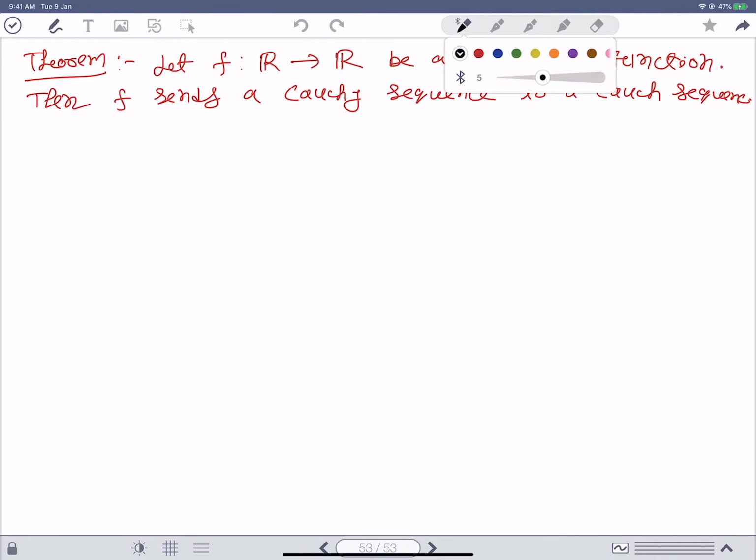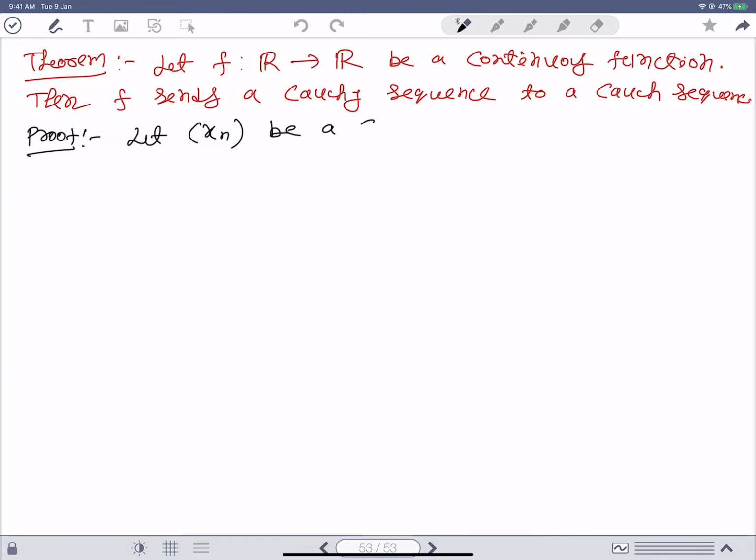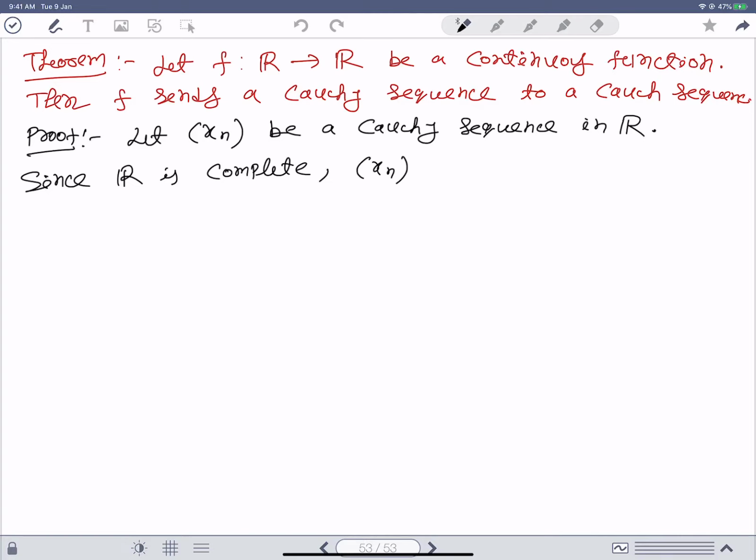Why? We use the completeness property of R. First of all, let xn be a Cauchy sequence in R. Since R is complete, we can say that xn is convergent and converges to a point in R. That means xn converges to a point x in R. Now it is also given that f is continuous on the domain R. That means f is continuous at x as well.